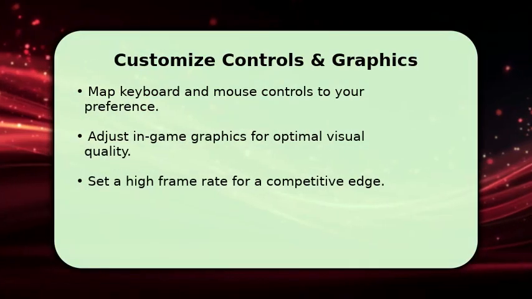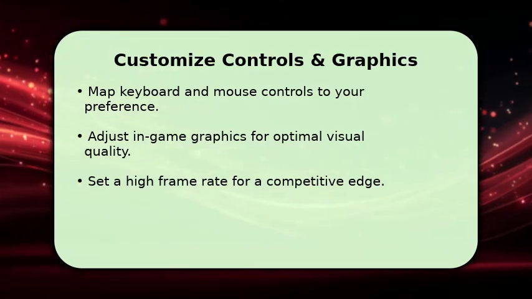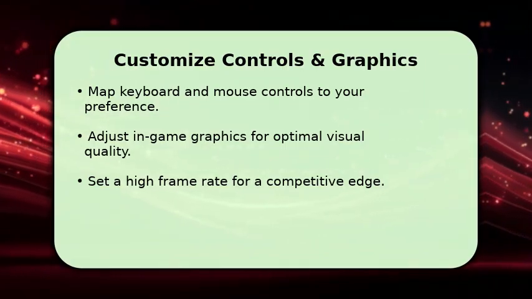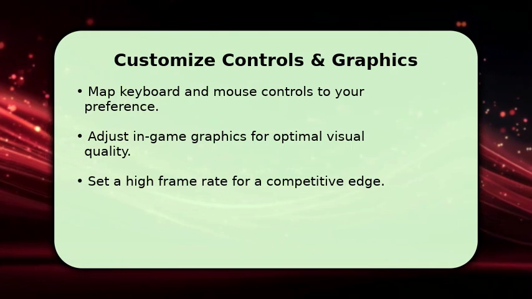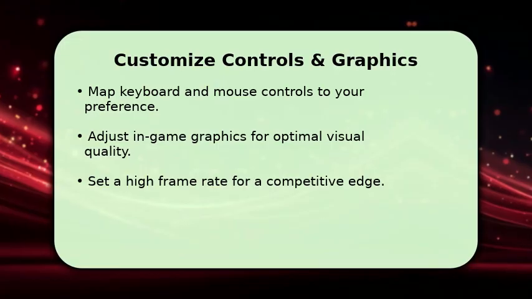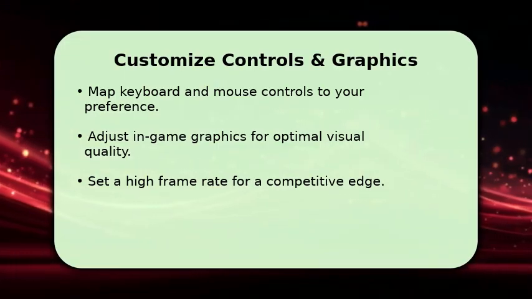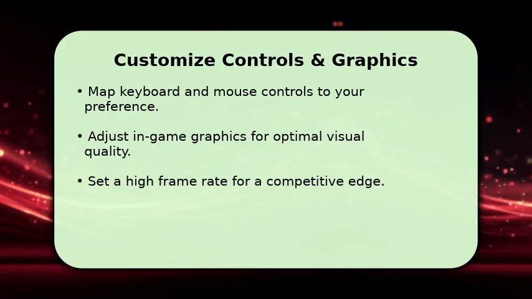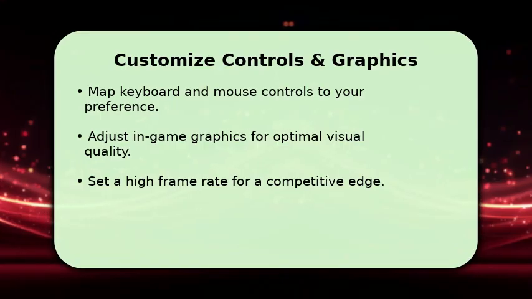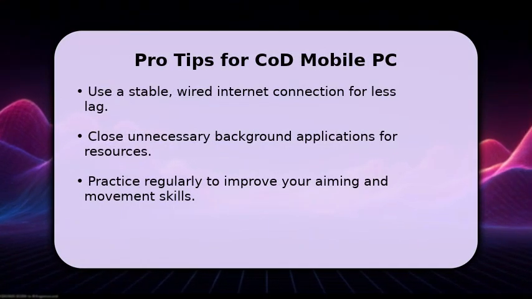With the game installed, it's time to optimize your settings. Most emulators offer robust key mapping tools, allowing you to customize keyboard and mouse controls for precise aiming and movement. Additionally, dive into the in-game graphics settings. You can often choose between balanced performance and high fidelity. Aim for a high frame rate, such as 60 frames per second, to ensure the smoothest possible gameplay and a significant competitive advantage. To truly excel, consider these pro tips.